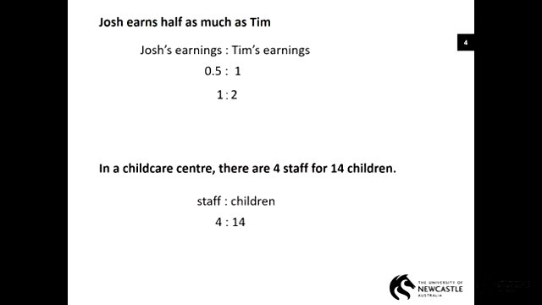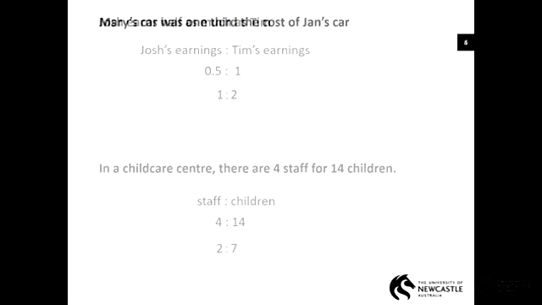Clearly the order matters. I could have written this as children to staff and then written 14 to 4. It's exactly the same thing. It depends what your first line is. I'm just saying it in order. But staff, there's no need to turn it upside down, back to front. 4 staff for 14 children, fine. But I can go 2 to 7. It's a pretty simple simplification.